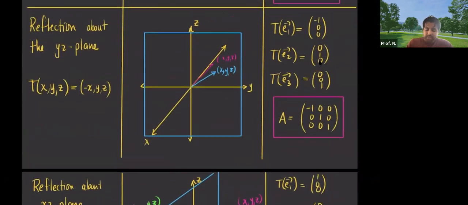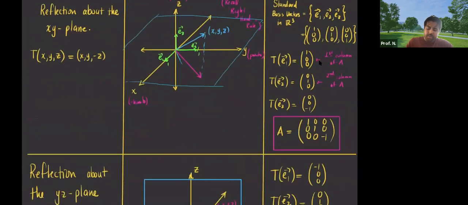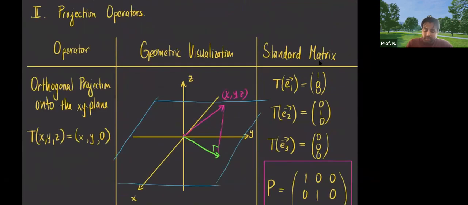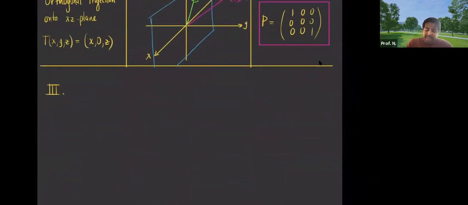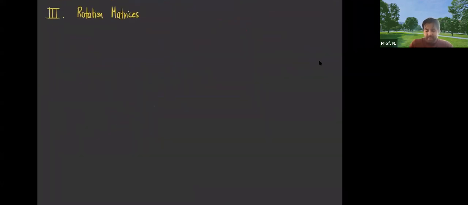So here we have reflections in three-dimensional space. We have projection operators in three-dimensional space upon the different planes. And then we have rotation matrices. Now I'll try my best for this stuff, because again, you have to remember the right-hand rule, okay?